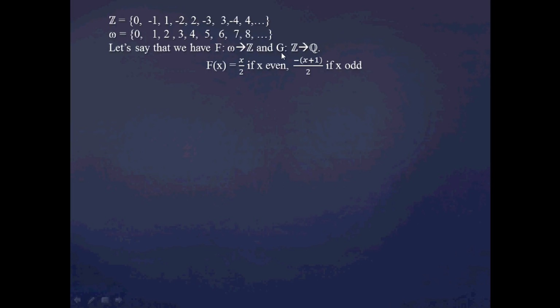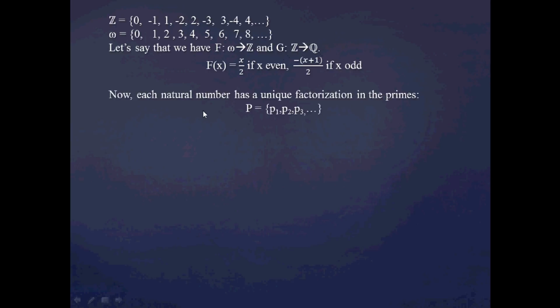And to put another name on it, I'm going to call the mapping that we've been doing from the integers to the rationals g. And thirdly, I'm going to write out the set of prime numbers. Well, you can't actually write out the whole set of prime numbers, but I'm going to denote the set of prime numbers by capital P, the primes by p1, p2, p3, and so on.